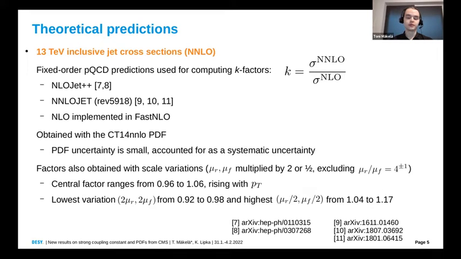Similar to Amanda's talk, we will have the usual 7-point variation of the renormalization and factorization scales with factors of 2 or a half. I would like to stress that these are not fitted. We will just input these scales into fastNLO and the various programs used throughout the analysis, and use the 7-point variation to obtain an envelope for the scale uncertainty.